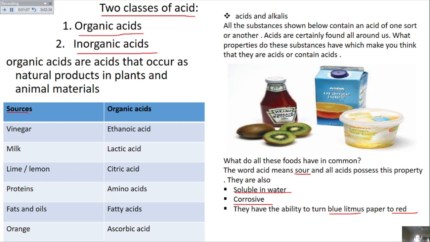Now, talk about the source. I will talk about the organic acids. Vinegar, we have ethanoic acid present in vinegar. We have milk. Lactic acid is present in milk. We have lime and lemon. Citric acid is present in lime and lemon. We have amino acid. Amino acid is present in protein, while the fatty acid is present in fat and oil. And we have the ascorbic acid present in our orange, the orange that we drink.